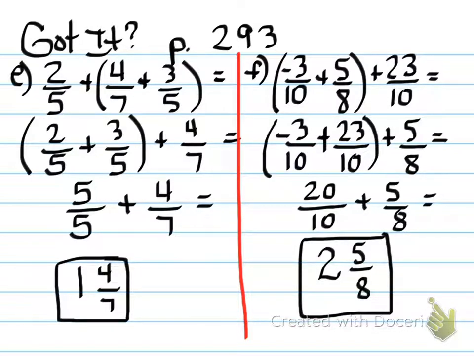For F, you needed to get your like denominators together. You had different signs, subtract, and you end up with 20 over 10. Well, of course, 20 over 10 is going to be positive because 23 over 10 is the greater absolute value. 20 over 10 also means that's just 2 whole plus 5/8. So again, these really were not that difficult.